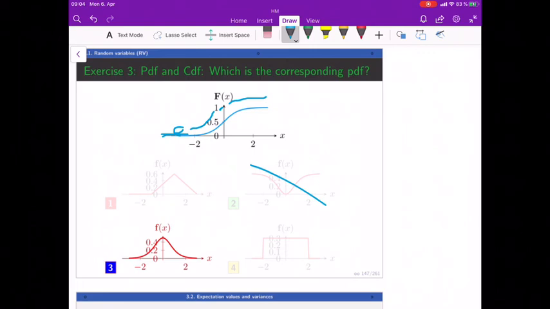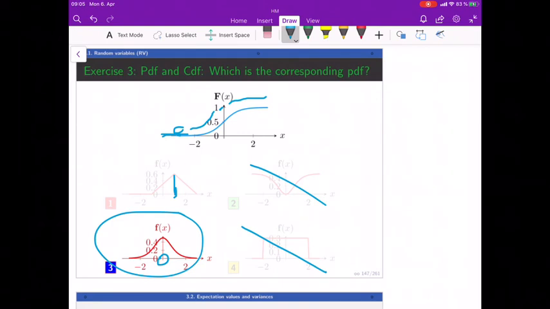So it can't be this one here, because that one would be flat, then instantaneously constant steepness, and then flat again. So it has to be between 1 and 3, and 1 has the maximum steepness over here at 1, and we need it at 0. So that's the winner here.